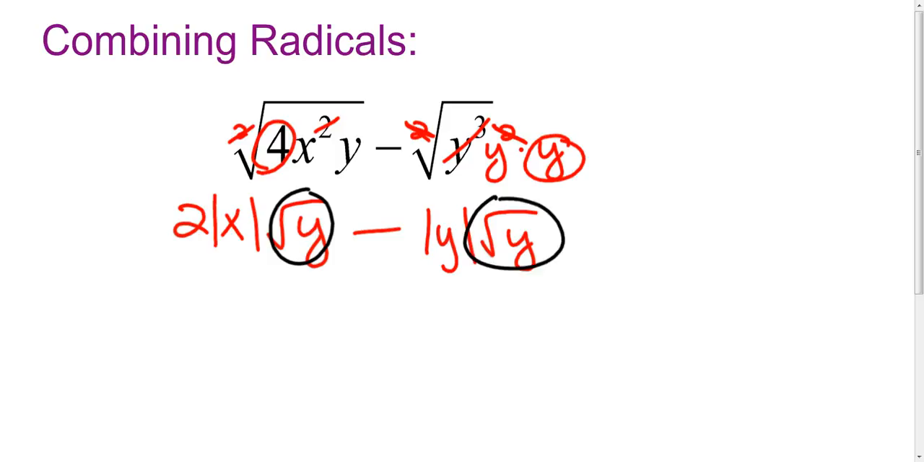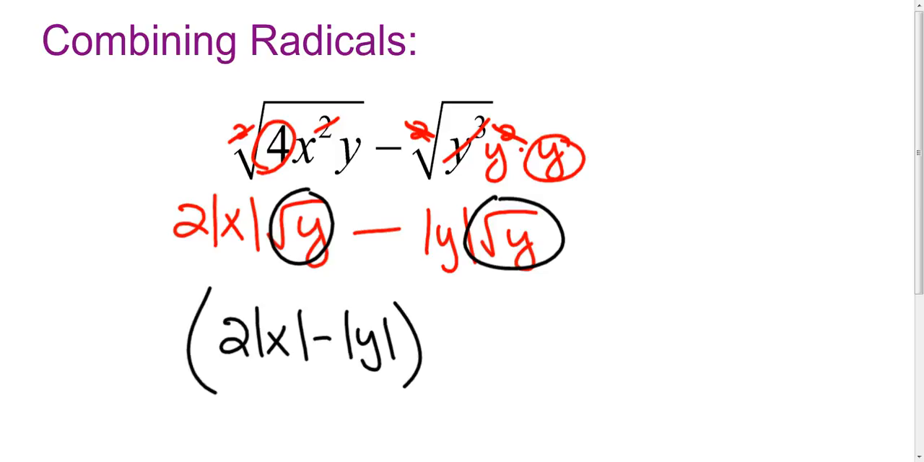Okay, they both have this in there. So I'm just going to simplify this and do 2 absolute value of x minus absolute value of y, all of that. Okay, I'll put it in parentheses even. All of that in front of the square root of y.